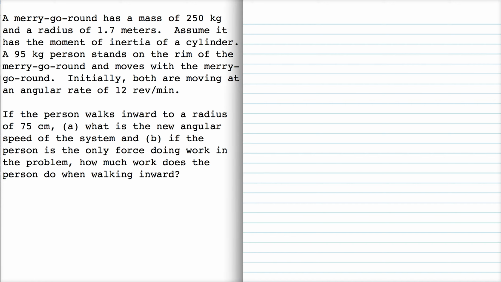Here's a problem dealing with conservation of angular momentum. The basic idea with conservation of angular momentum is L1I plus L2I is equal to L1F plus L2F, right? Just like conservation of linear momentum. And we don't even have to divide it up into components because there's only forwards and backwards.